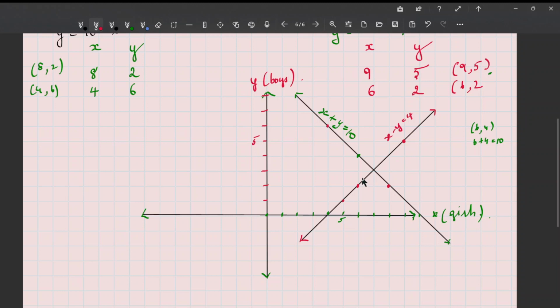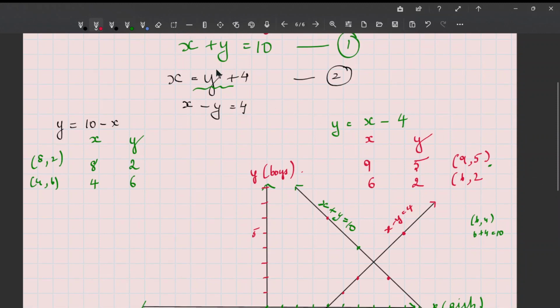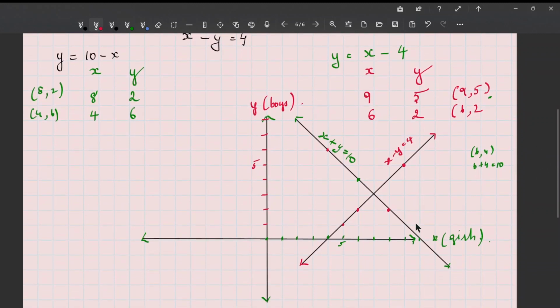Now, which is the point which satisfies both our conditions? We have 2 conditions. What are they? One is that the total number of students, girls and boys, is 10. And the other is that the difference between girls and boys, girls being more, is 4. Which is that particular point in this whole graph which satisfies both conditions? This point, isn't it? The point where the lines intersect. This satisfies both the conditions, and the coordinates of this point are (7, 3). x is 7, y is 3.